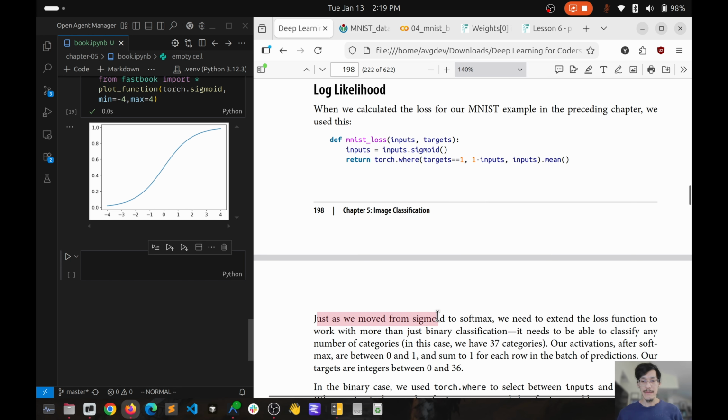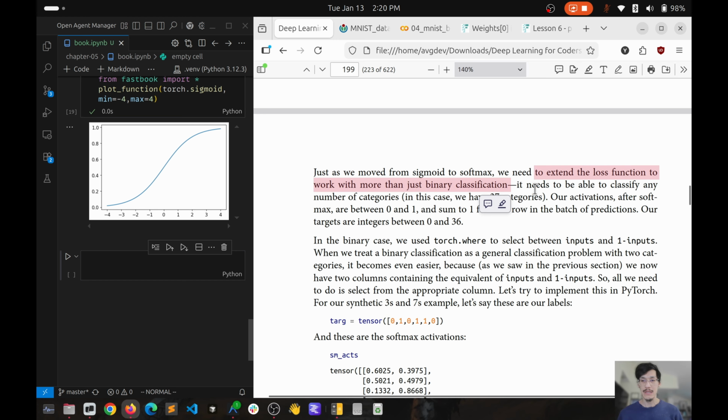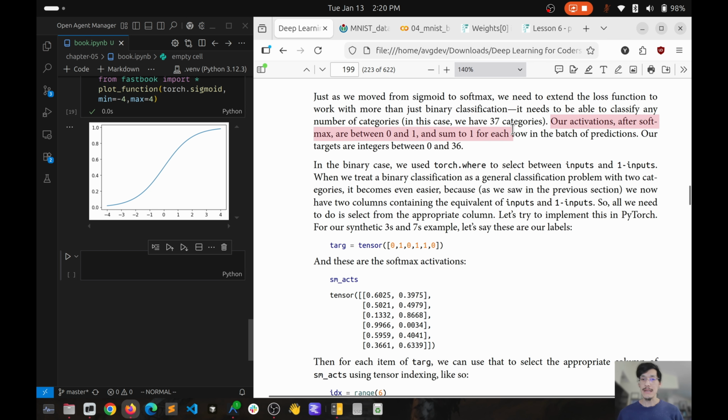Just as we moved from sigmoid to softmax, we need to extend the loss function to work with more than just binary classification. It needs to be able to classify any number of categories. In this case, we have 37 categories. Our activations after softmax are between 0 and 1, and sum to 1 for each row in the batch of predictions. Our targets are integers between 0 and 36.